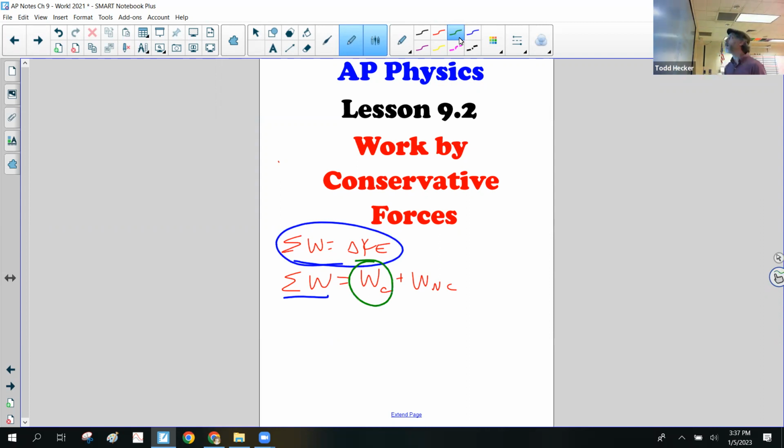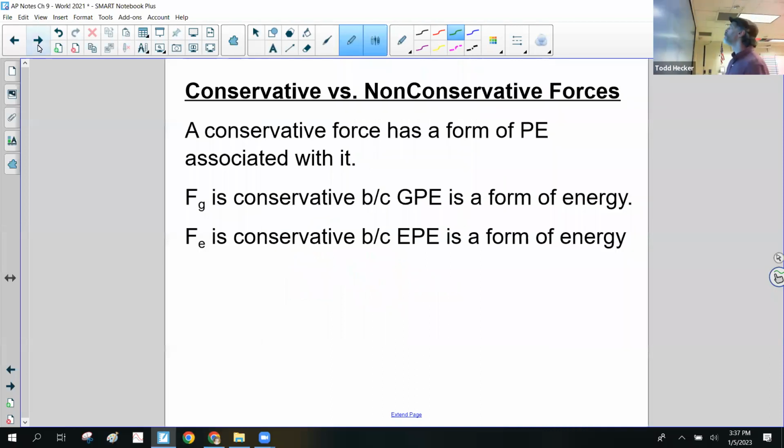To do that, we need to first learn what a conservative force is. What's the difference between a conservative and a non-conservative force? The short answer, and the answer that I give my honors students, is this: a force is conservative if it has a form of potential energy associated with it. The force of gravity is a conservative force because gravitational potential energy is a thing.